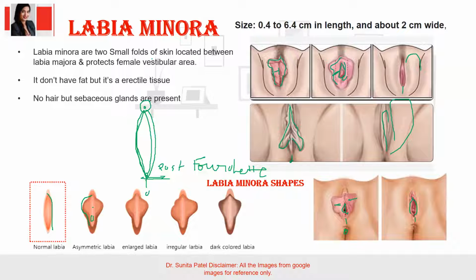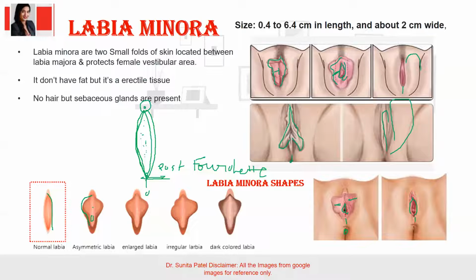Another thing is the labia minora. They are two folds of skin located between the majora. They protect the inner vestibular region. So as I told you, the inner part which they are forming, this inside part, we are calling it the vestibule. Okay, so the vestibule is very, very sensitive. As I told you, it has epithelial cells, which are sensitive to touch. We should not even directly touch the vestibule area.